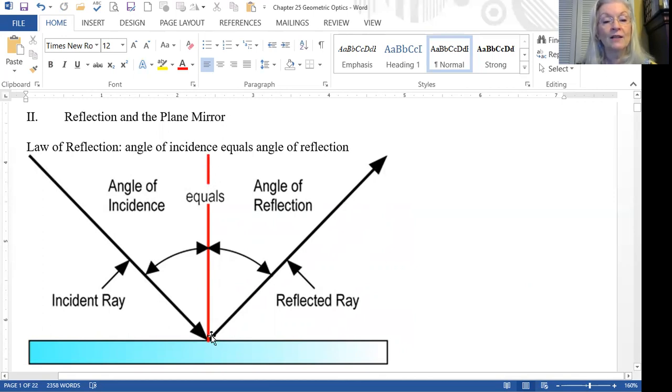In our drawings, instead of a solid red line, we would have had a dashed line, the normal to the surface. So the angle of incidence is measured with that dashed line that we would draw in, and it's equal to the angle of reflection.